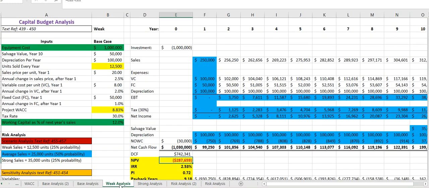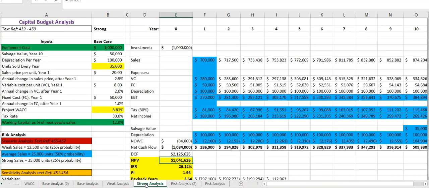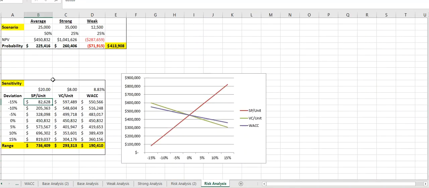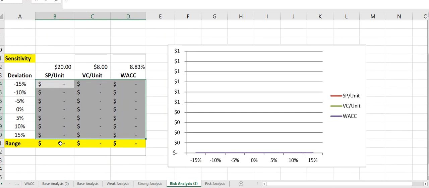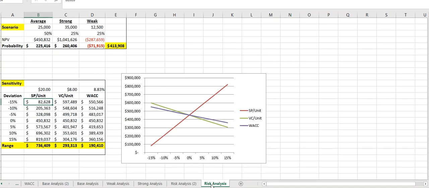I also give you a weak analysis, a strong analysis, and then I give you a risk analysis, which is a scenario and sensitivity analysis. If you'd like to practice that, you can do that right here. Fill in the darker columns. This graph will construct automatically, and you can compare your work here. This will be a good practice for you understanding the capital budget analysis.